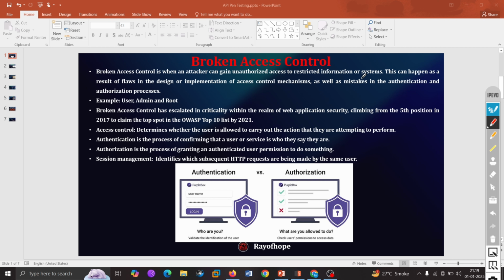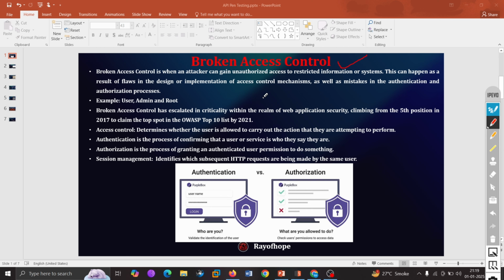Okay, so today we're gonna cover one of the really critical and most common bugs, which is broken access control. It is one of the OWASP top 10 vulnerabilities, which stands at number 1. So what does broken access control mean? Broken access control is when an attacker can get unauthorized access to restricted information or systems.